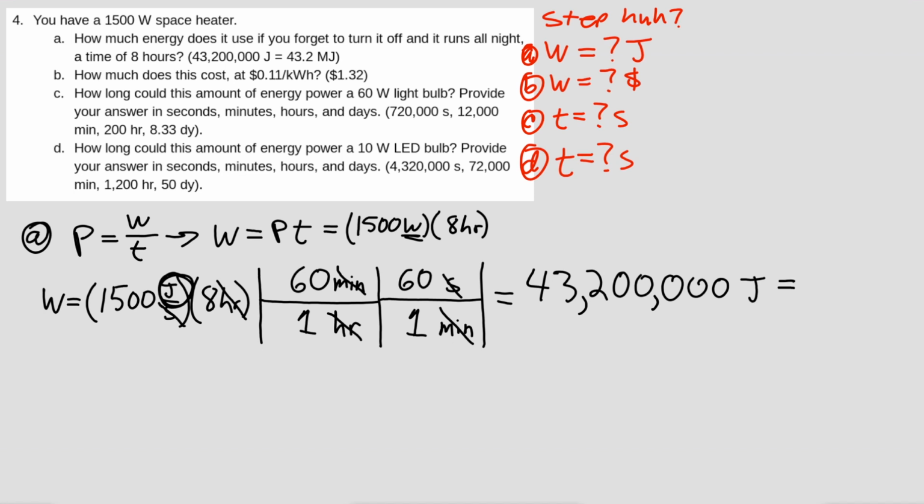And another way you can write this, you don't have to write it this way, but in physics you'll have to write things this way sometimes, you could call this 43.2 capital MJ. The capital M in this case means mega. It means million.